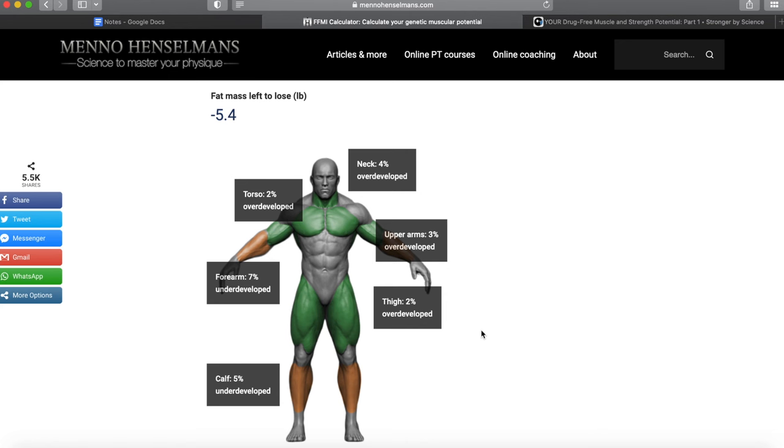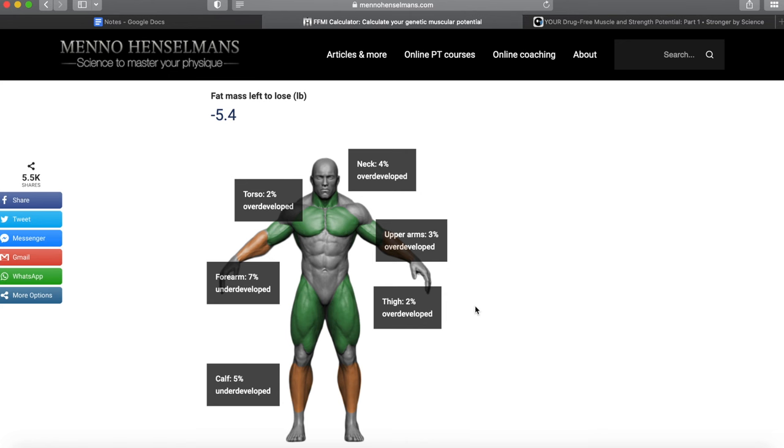But again, this could be just compared to average, and this could just be an entirely genetic thing where my forearms and calves are just super lanky, which I know they are. So I kind of have to overcompensate by just training those extra hard compared to, say, my shoulders or chest or back or something.